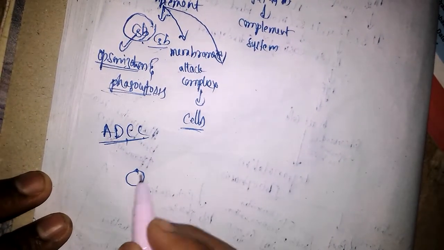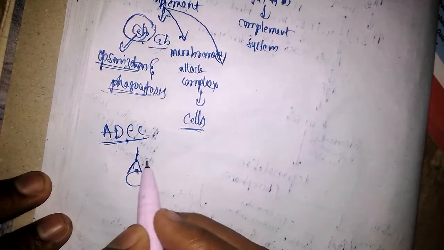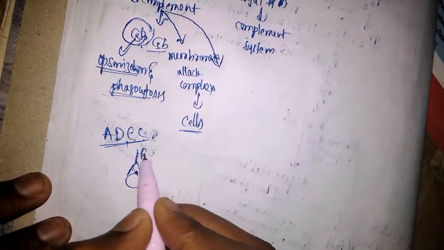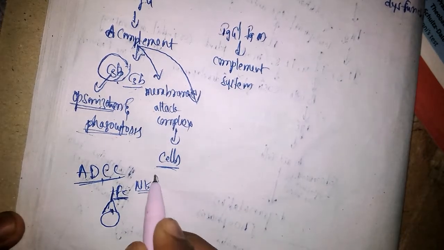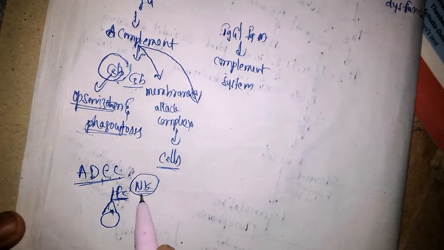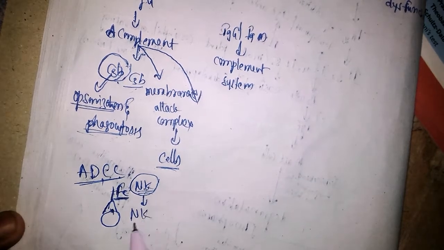on this cell we have antigen. To this antigen we have antibody. The Fc portion of the antibody has some receptors on the NK cells, or otherwise NK cells have a receptor for the Fc portion of the antibody. This results in activation of the natural killer cells, which causes damage to these cells.